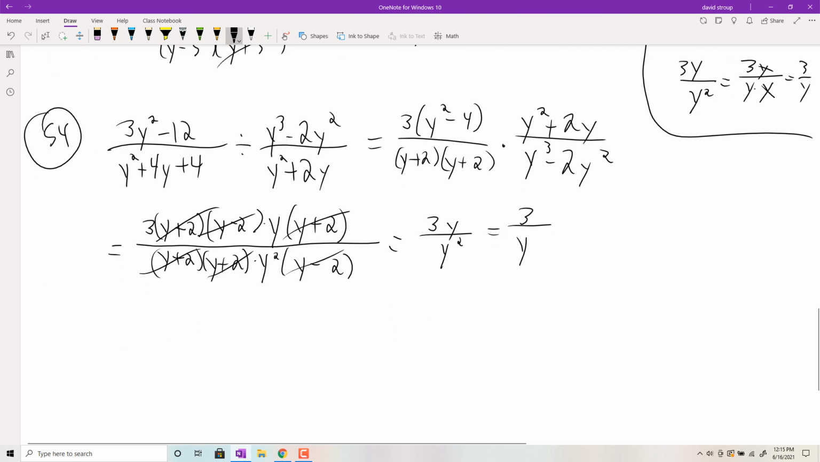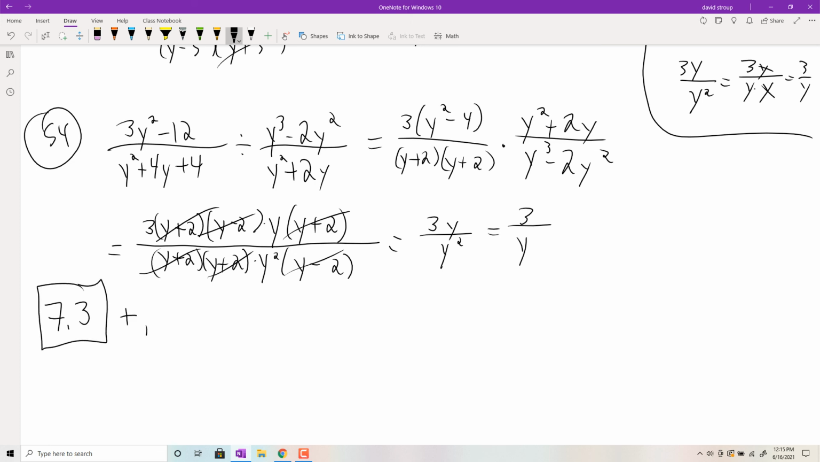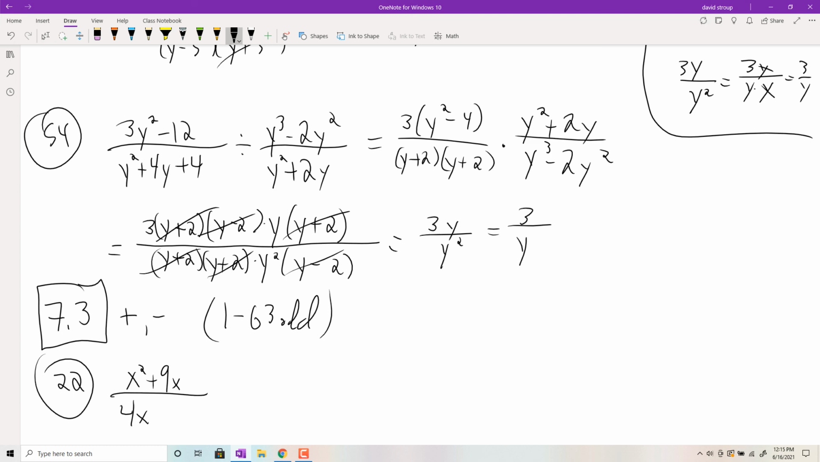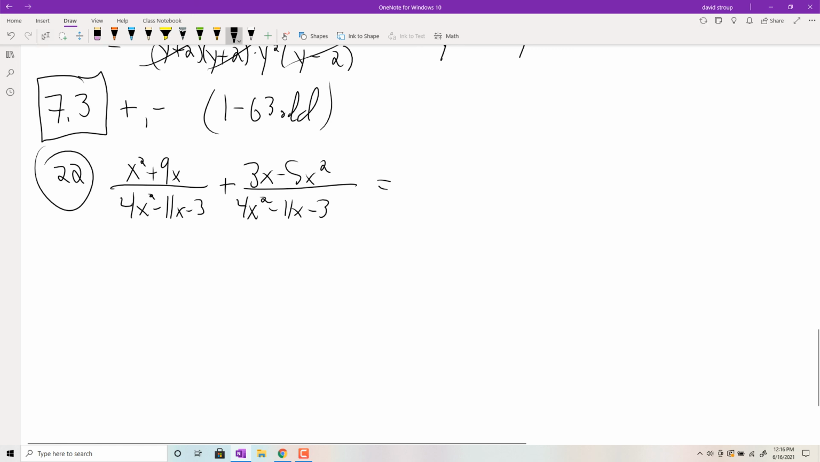7.3 then is on adding and subtracting, but with like denominators. So addition and subtraction, I'll be looking at problems like 1 to 63 odd. Okay, so let's dive right in. At number 22, I have x squared plus 9x all over 4x squared minus 11x minus 3, and then plus 3x minus 5x squared all over 4x squared minus 11x minus 3. Okay, so all we have to do is add the numerators over the common denominator.